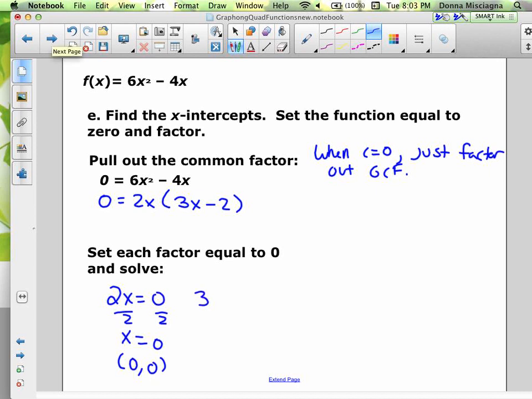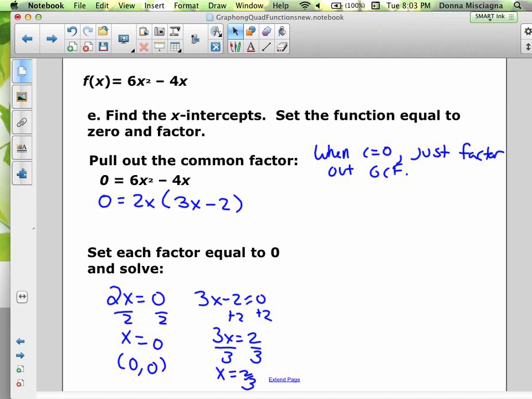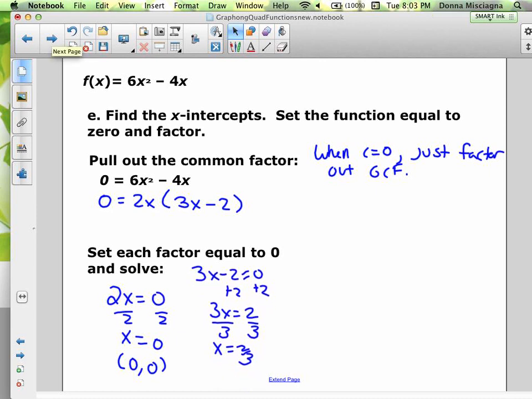And then we have 3x minus 2 equals 0. We'll add 2 to both sides. So 3x is equal to 2. And finally, divide both sides by 3. Our x is 2/3. Crammed in there. I'm going to move this up just a little bit so I can write that as a point. That would be the point (2/3, 0). And having our scale go up by a third is sounding really, really good.